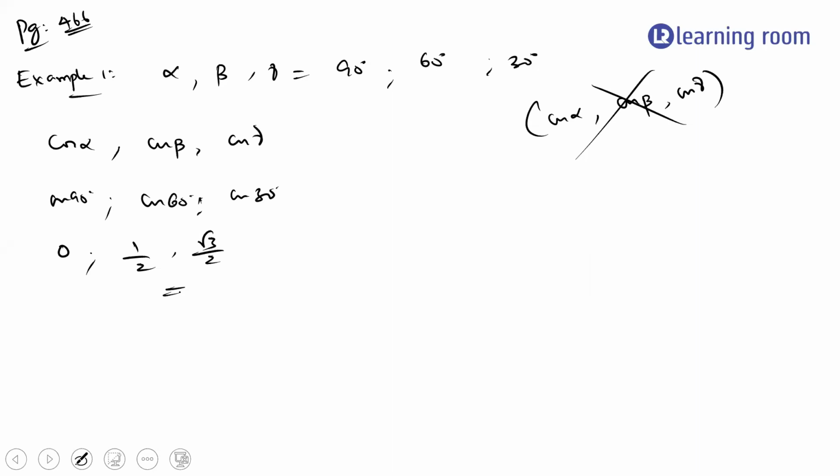Just for our satisfaction, do one thing: do L square plus M square plus N square and see what I get. You get 1, because cos square 60 is sin square 30, and sin square 30 plus cos square 30 is 1. This is how it works.